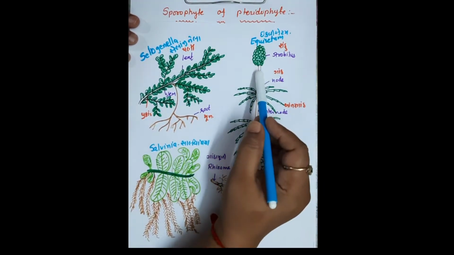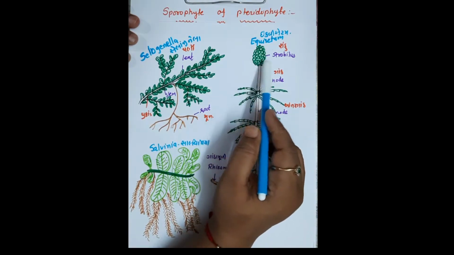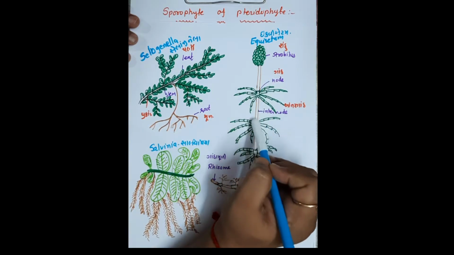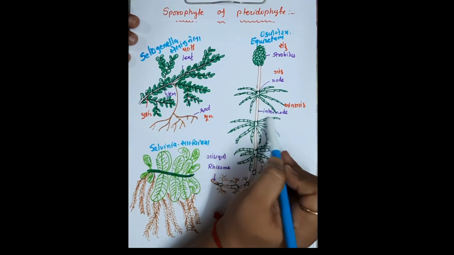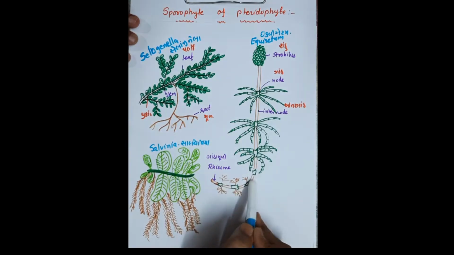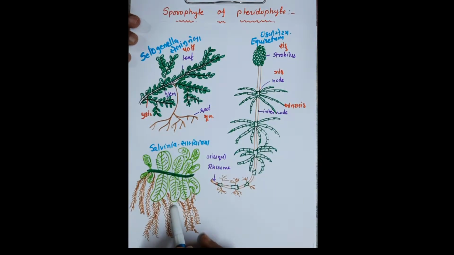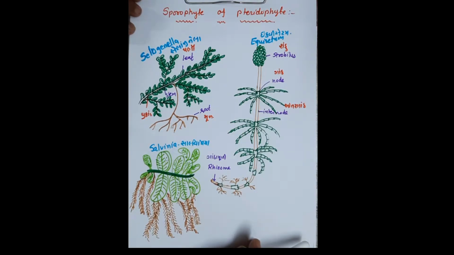This is Equisetum, which is known as a horsetail, and here you can see the strobilus and the node. The distance between two nodes is known as an internode, and most important, these are rhizomes, root-like structures. And this is Salvinia, right? So these are examples of pteridophytes, just as in the textbook.